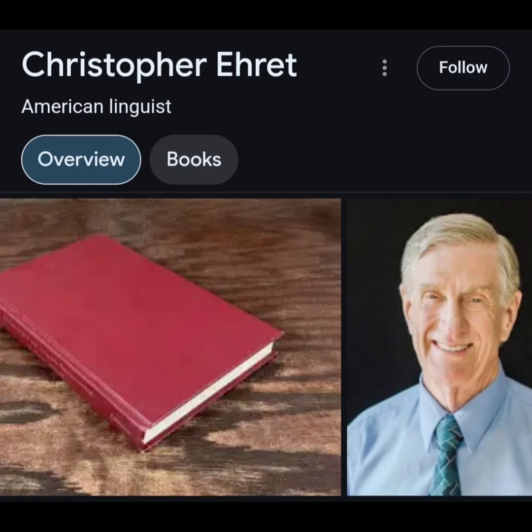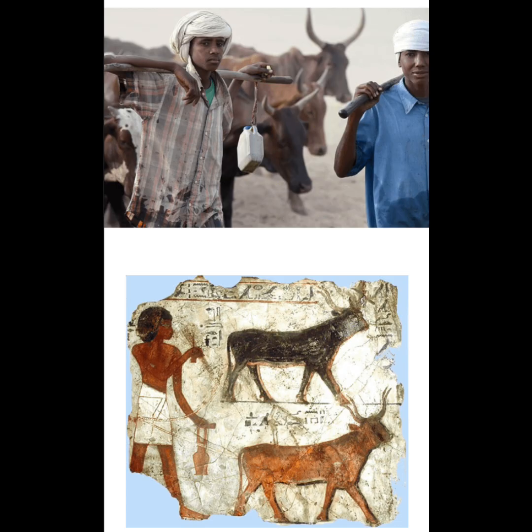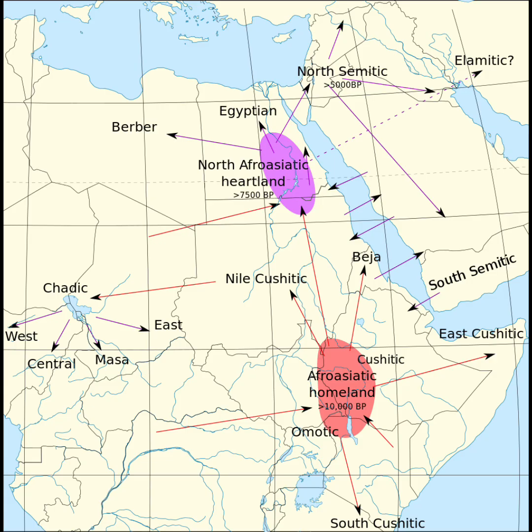Ehret's theory is based on linguistic and archaeological evidence which suggests that the Afro-Asiatic language family is closely tied to the spread of pastoralism and agriculture in Africa. He argues that the Proto-Afro-Asiatic speakers were pastoralists who migrated from the Horn of Africa to the Nile Valley, where they developed more complex societies and cultures.